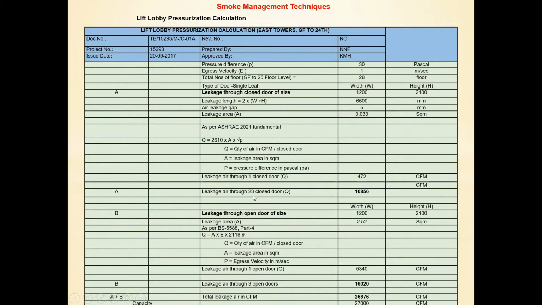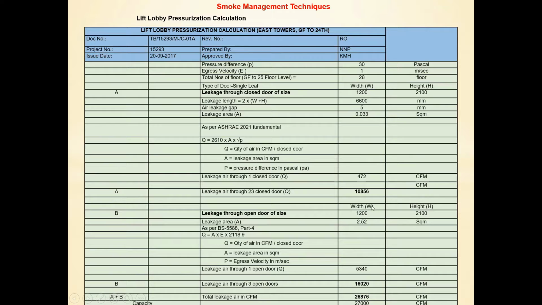So here we have 23 closed doors. So 472 into 23 is 10,856, which is the total leakage across all the closed doors. And then considering now the 3 open doors, the air quantity rushing out of the open door will be A into E into 2118.9.